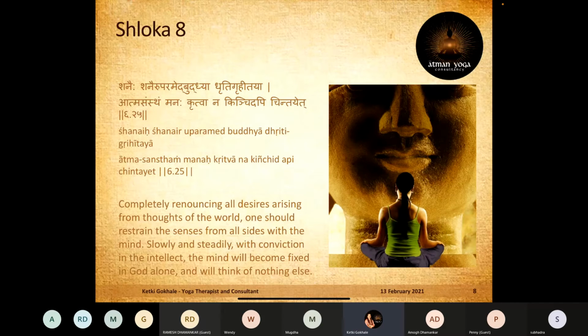So what is the second part? What should be done? The mind should be made to reside upon God, upon Ishvara. He says this will not happen automatically. It is a matter of practice, but with determined effort, success will come slowly, shanai shanai.